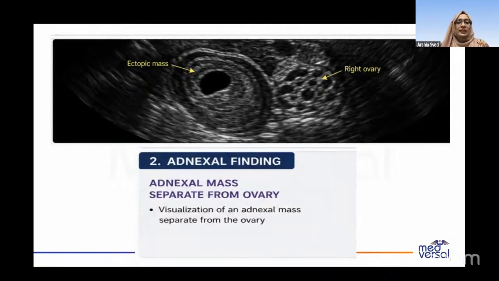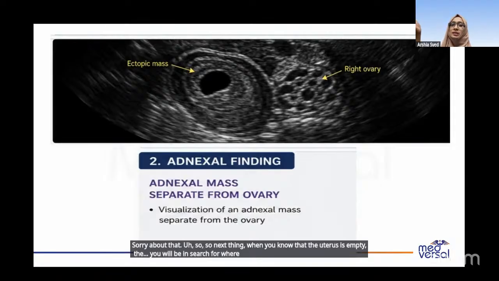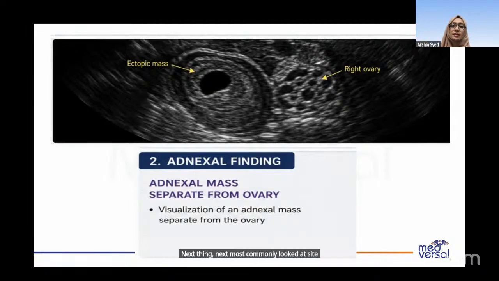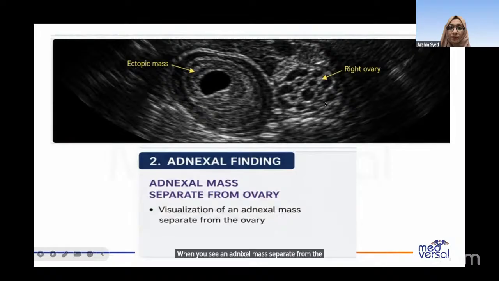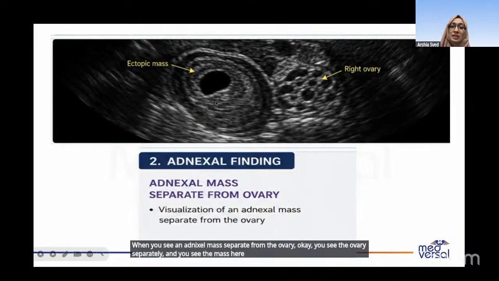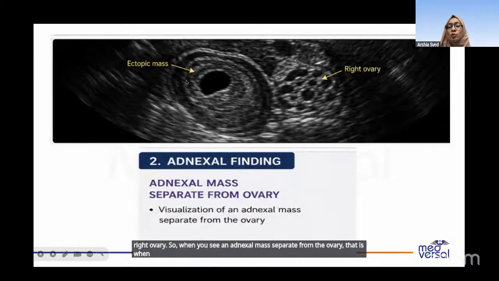Okay, sorry about that. So next, when you know that the uterus is empty, you will be in search for where else the pregnancy is, because the pregnancy test has come positive. Pregnancy has to be somewhere. The next most commonly looked at site is the adnexa. Adnexa is the tubes and the ovaries, right? So when you see an adnexal mass separate from the ovary, you see the ovary separately and you see the mass here. So this is the ectopic mass, this is the right ovary. So when you see an adnexal mass separate from the ovary, that is when you suspect it to be an ectopic mass.